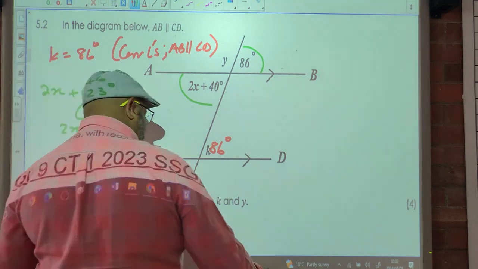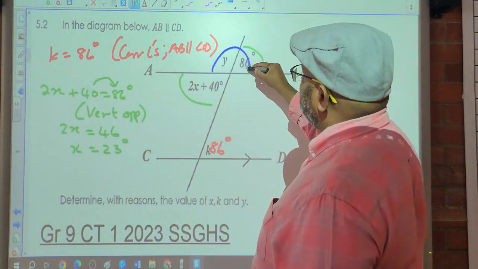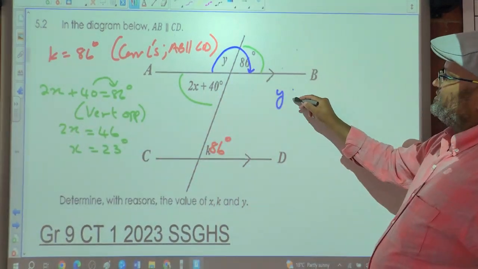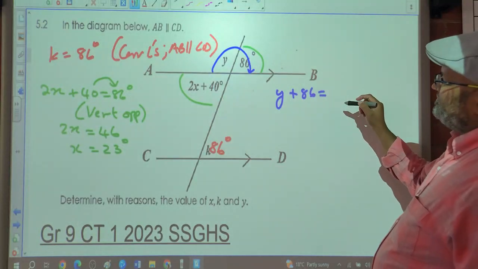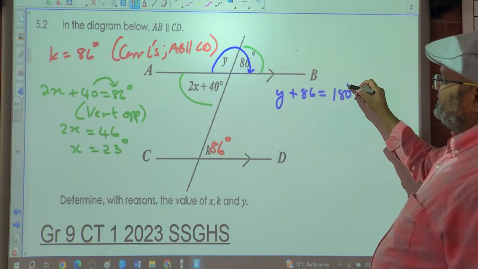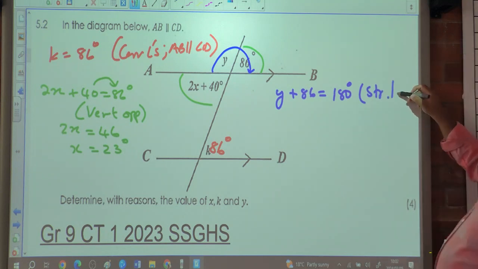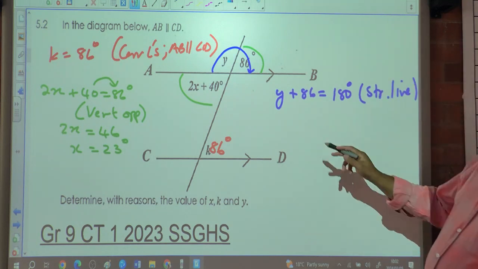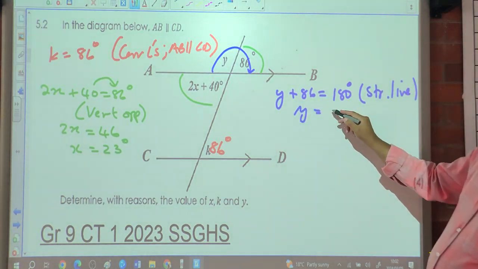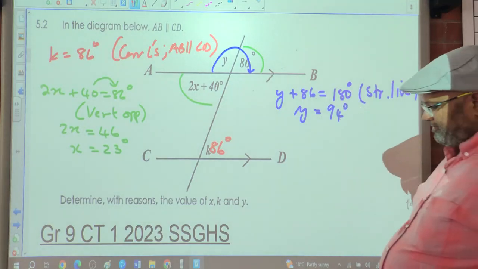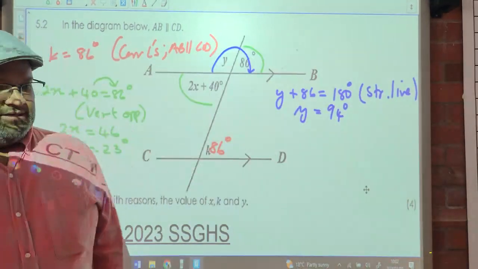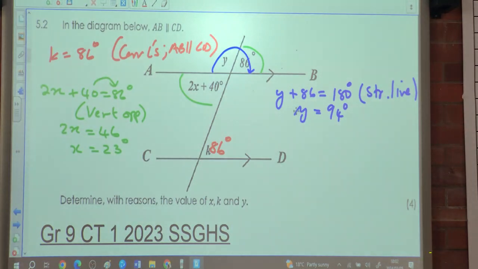And of course, how do you calculate y? Angles on a straight line. So y plus 86 is equal to 180, straight line. So y works out to be 90. Any confusion there? No?